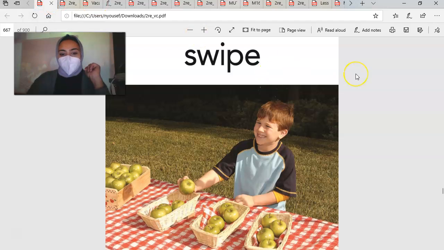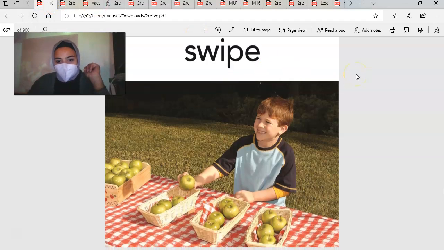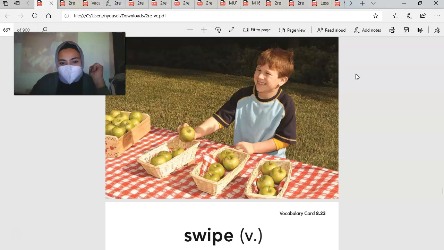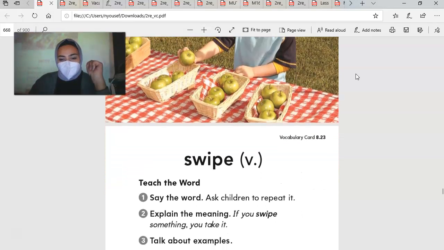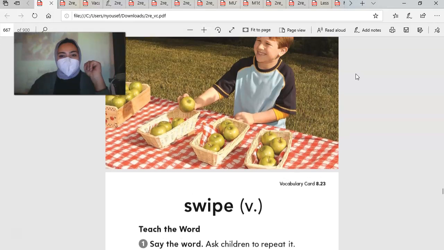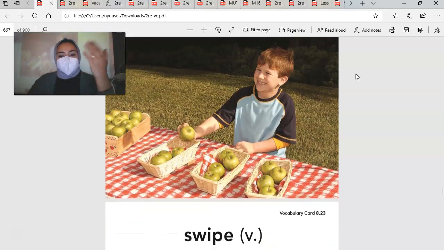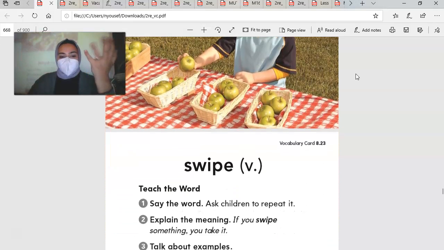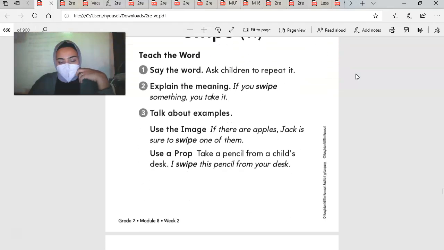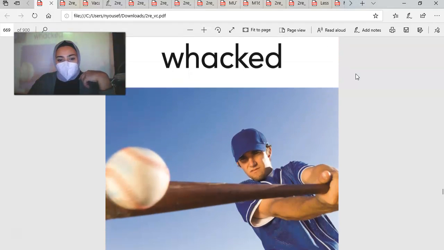We have the word swipe. Here, it looks like the kid has apples in a basket and he's smiling. If you swipe something, you take it. So, like, for example, Dora the Explorer. How many people are familiar with that? Raise your hand. Good. Swiper, no, swipey. Who's that? Swiper. That's the fox. Remember the fox? Yeah, Swiper. He comes and swipes things. So when you swipe something, that means you take something. Okay?